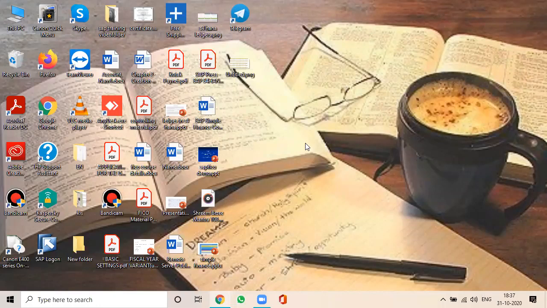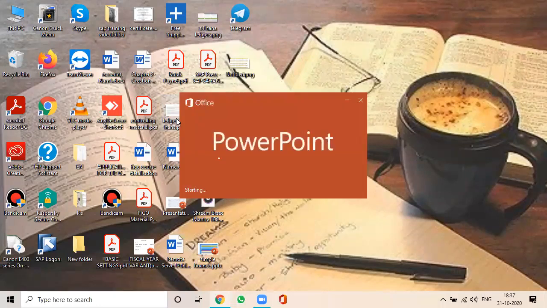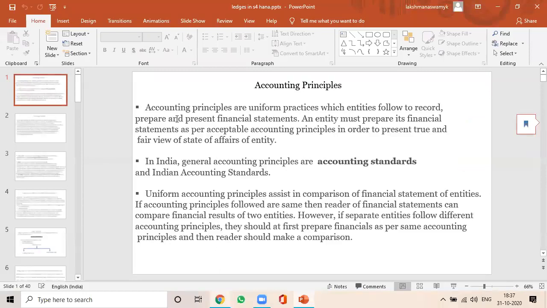And also in S/4HANA, new types of ledgers are introduced. So what is that ledgers in S/4HANA? So I will compare the differences of ledgers between ECC and S/4HANA. Basically, what is the purpose of these multiple ledgers?